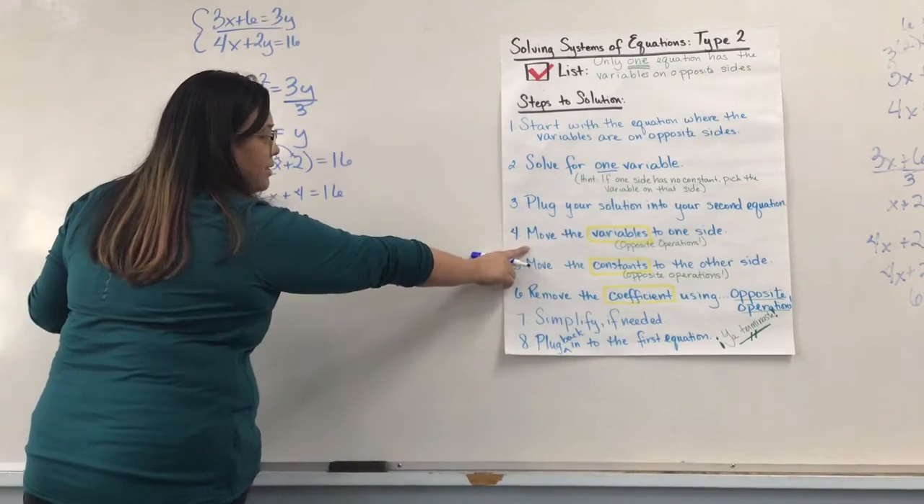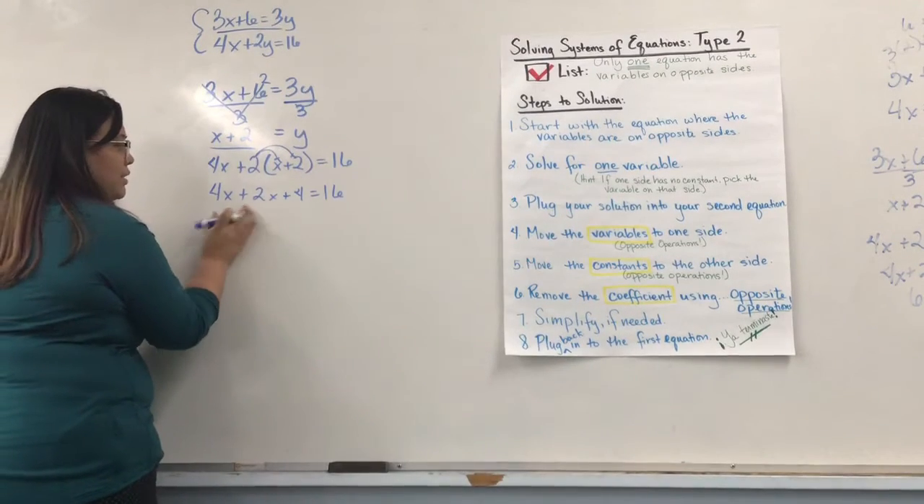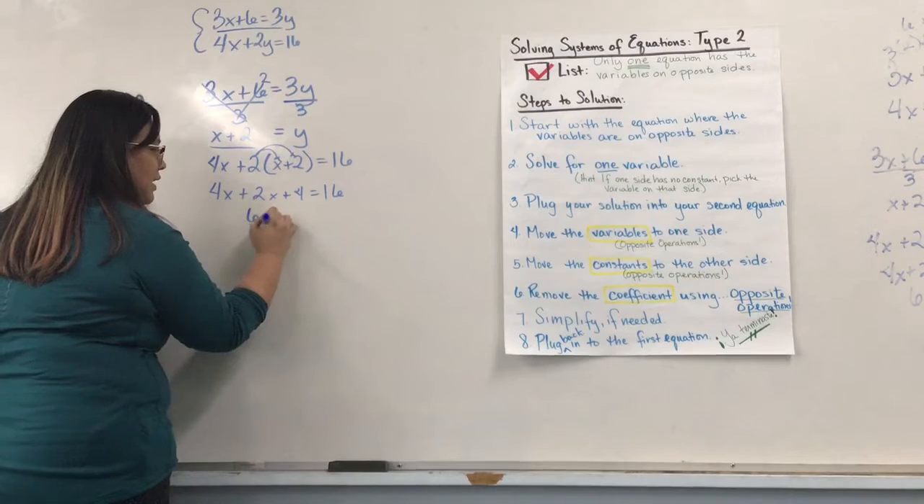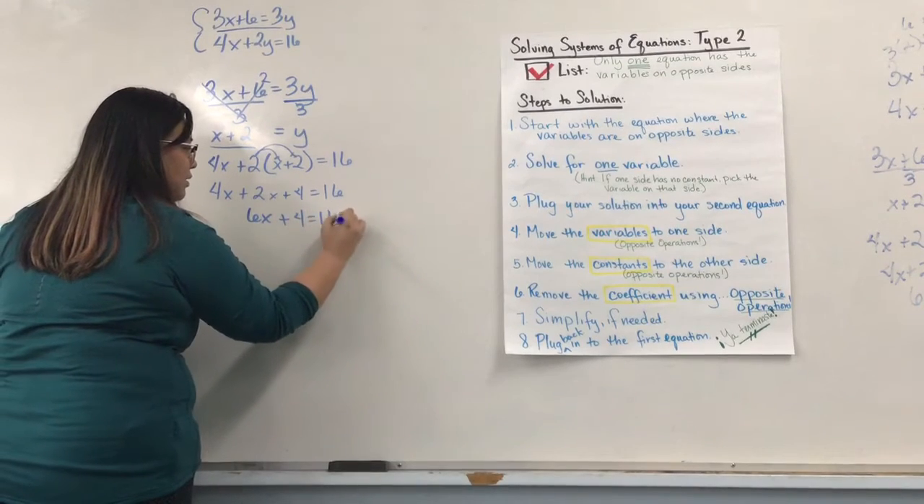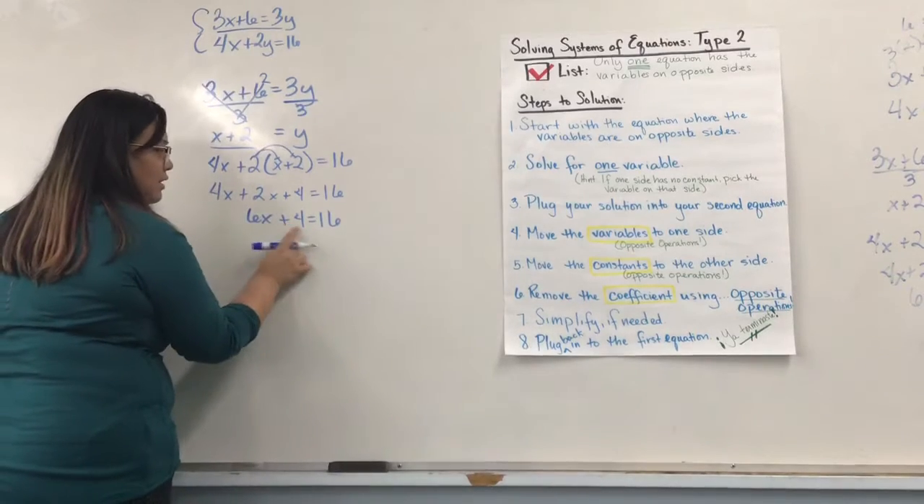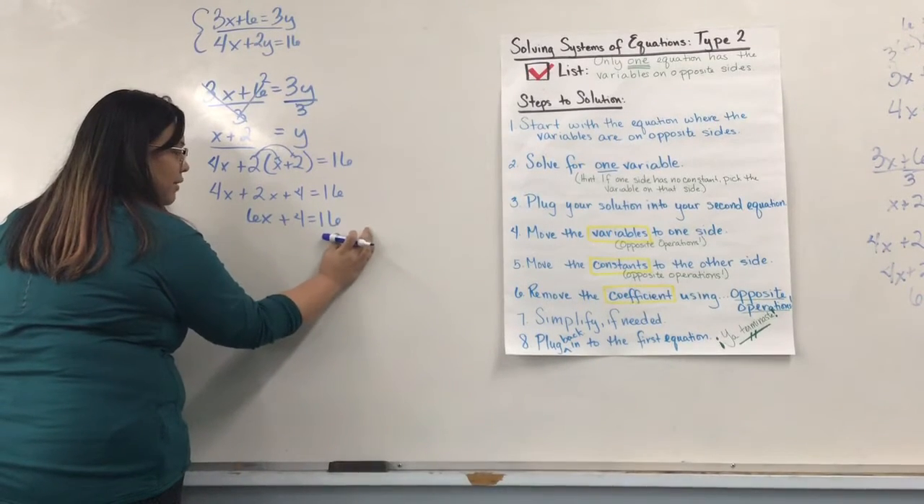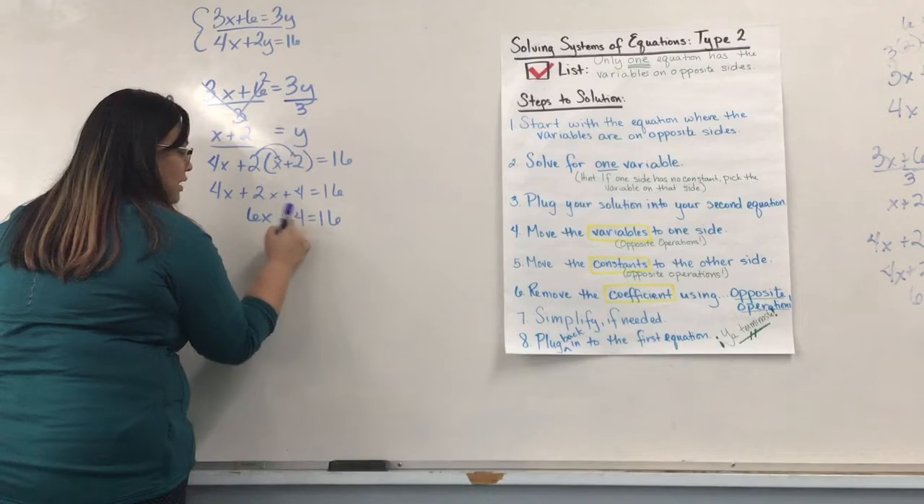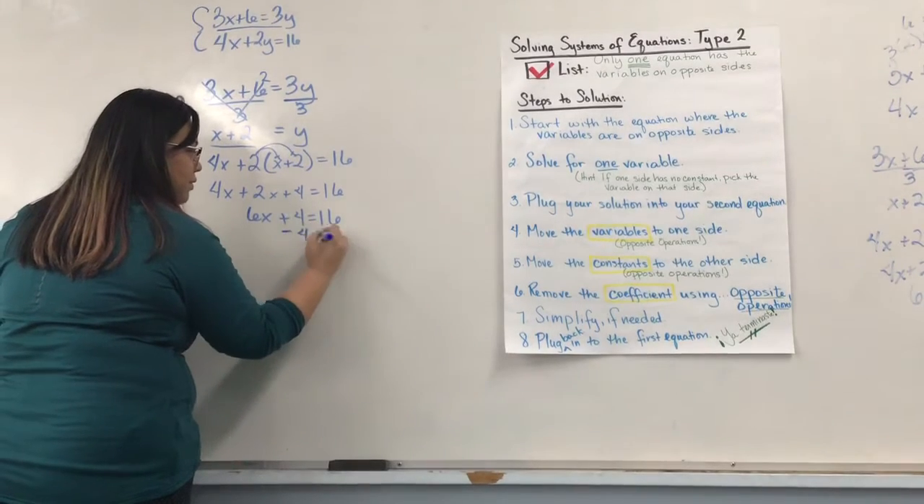Next, you want to move all the variables to one side. Lucky me, they're both on one side, so all I have to do is combine them. So I've got 6x plus 4 equals 16. Then I want to move all my constants to the other side. So I want all my constants on this opposite side right here. This is plus 4, so I'm going to go ahead and subtract 4 from both sides.